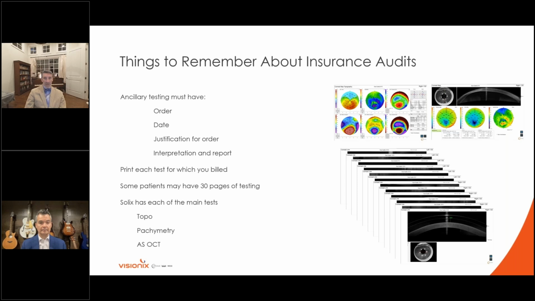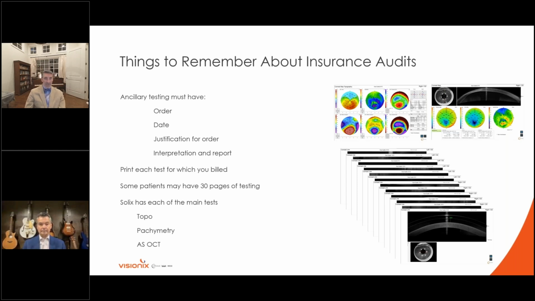And so when I get audited on some of these patients, they may have 30 pages of testing because we're printing out every single OCT that we're doing. And what that shows the auditor is that you're not just billing for medically necessary lenses out of the blue. There's a reason why you can justify the cost of these things, which is a significant cost to the insurance company. And when they get 30 pages of testing back on each audit, they're like, oh, okay, this doctor knows what they're doing.